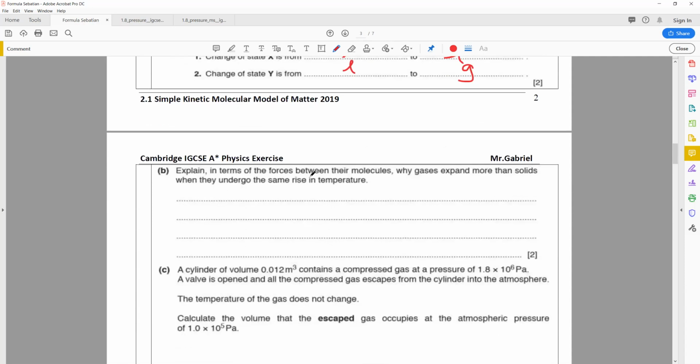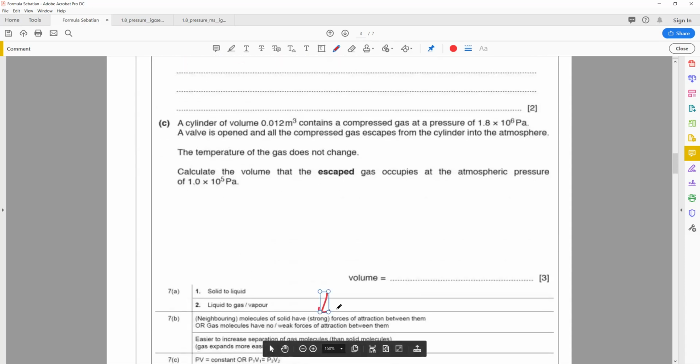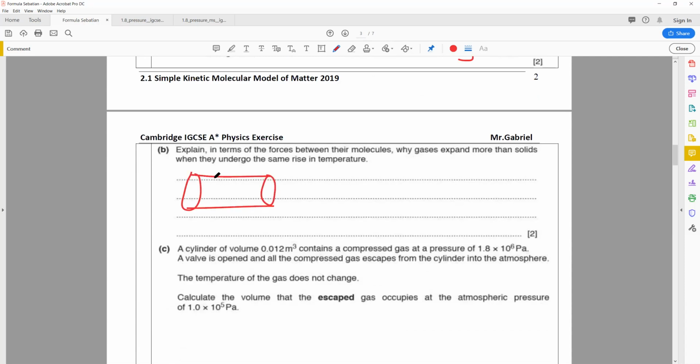Explain in terms of the forces between their molecules why gas expands more than solid when they undergo the same rise in temperature. Now, this has to do with the fact that solid molecules have strong forces of attraction between each and every one of them. For example, if you try to heat up a metal rod, in terms of the molecular structure, the reason why it is so solid is because the molecules are touching each other, and the reason why the molecules are touching each other is because they have strong forces of attraction pulling each and every one of the molecules together.